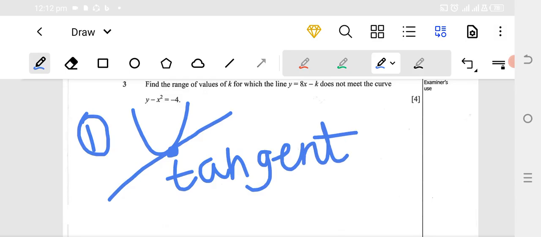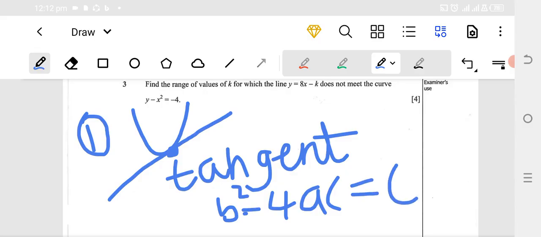It means in this particular case the discriminant, which is b squared minus 4ac, is going to be equal to 0. So when it is tangent, it is going to be equal to 0. So this is the first scenario I wanted you to see.